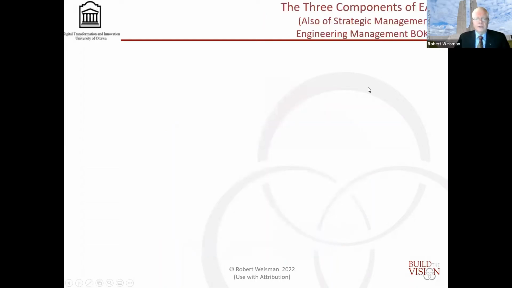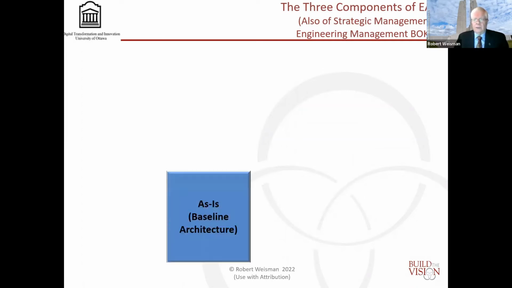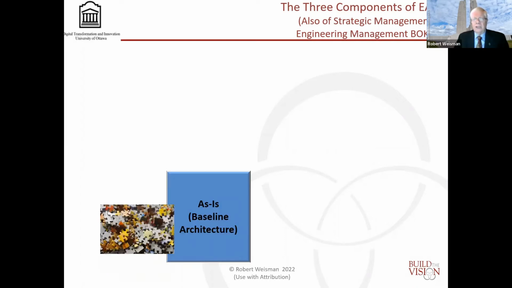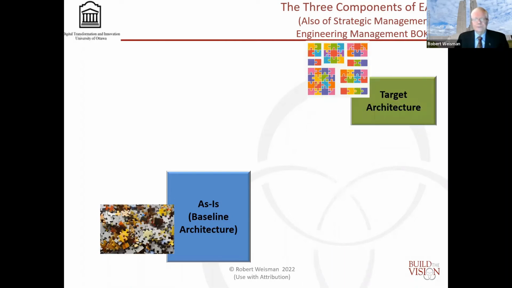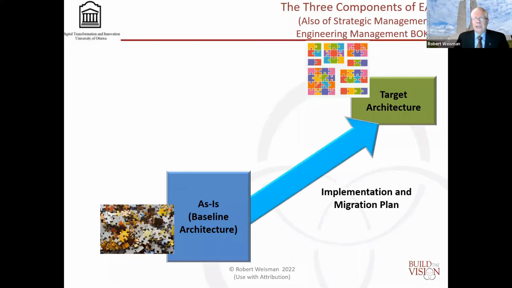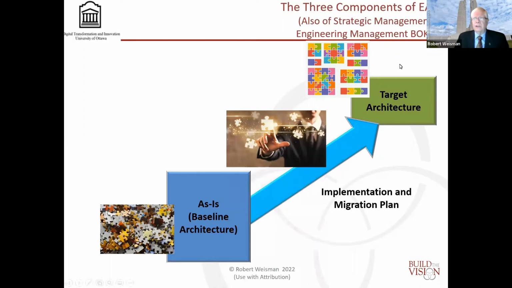Now, the three components of enterprise architecture, and this was a major problem when we were consulting, was that you have to know where you are, or the baseline architecture, okay? It's often not a pretty picture. You have to know where you want to go. And you've got to get a plan to get there. What I saw in most of the enterprise architectures was that people would sit there and peddle the target without figuring out how you're going to get there. And for me, that's a major cause of failure in digital transformation.